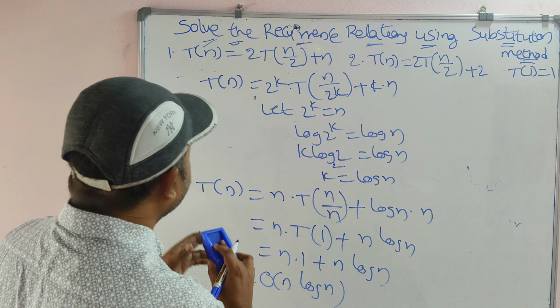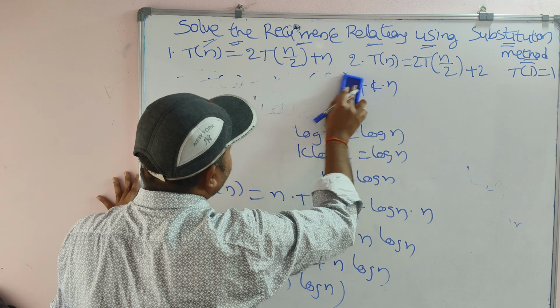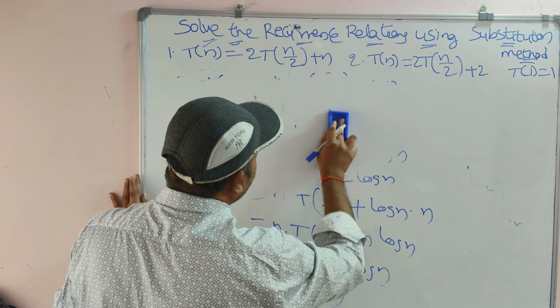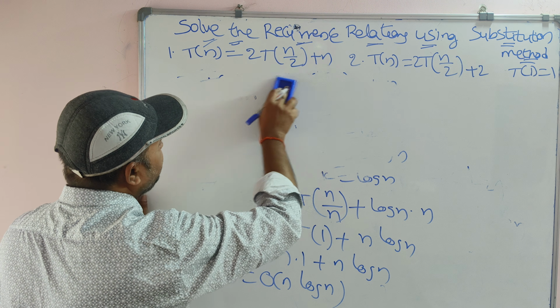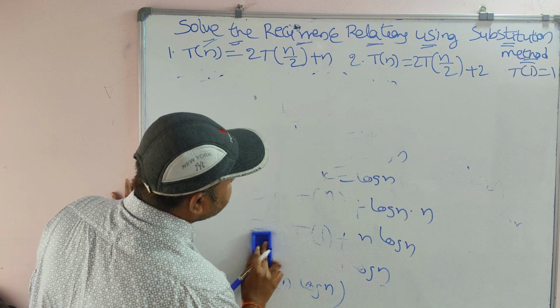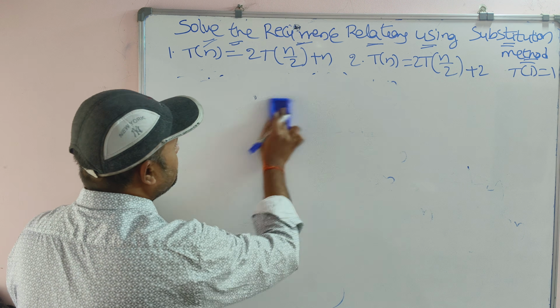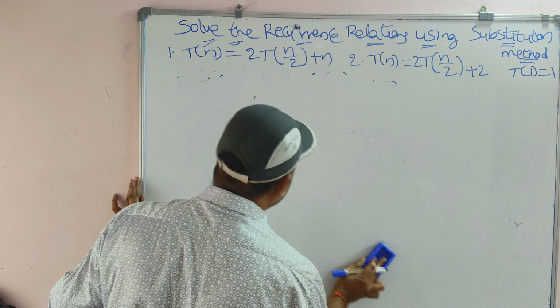Now let us see the second example. What is the difference between the first and the second example? In the first example, we are adding n, f of n is n, whereas in the second example, f of n is 2. We are adding 2. So let us solve the second example.